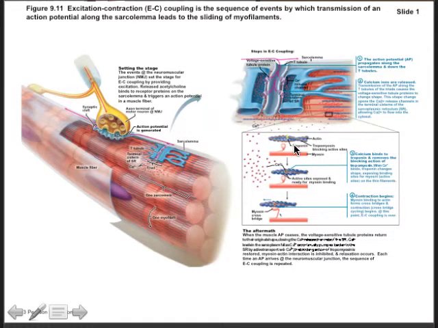Myosin, in the presence of ATP, can then reach up, bind to the binding site on the actin, and using the ATP for power, basically pull on the actin filament, and that produces the contraction. The cycle repeats over and over again until what happens? Until we quit getting the electrical signal from the motor neuron.